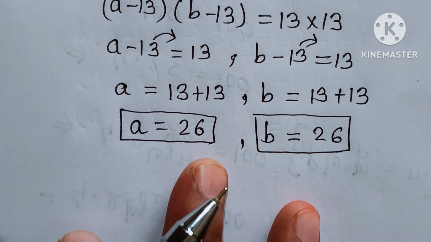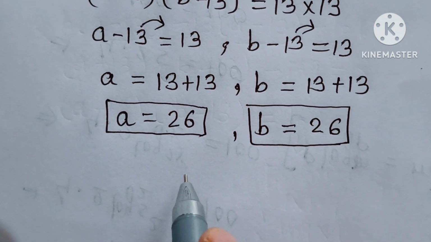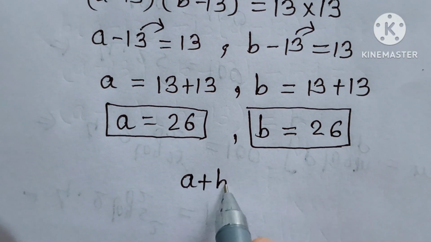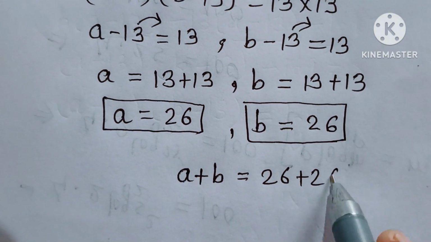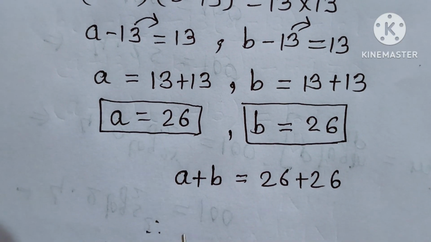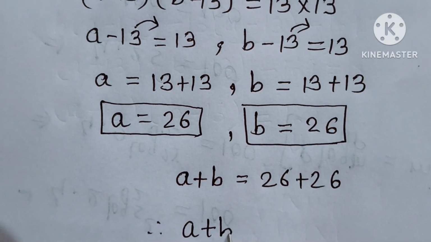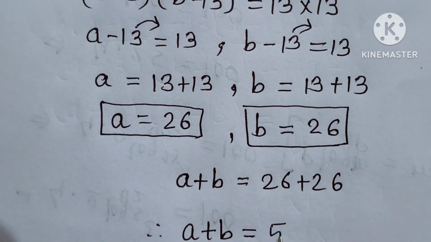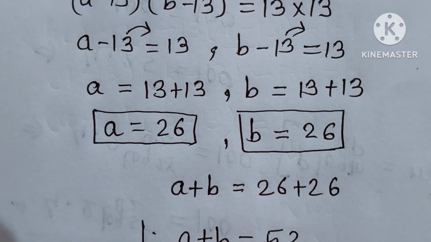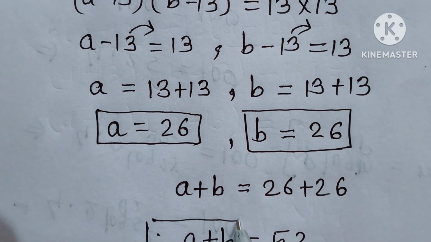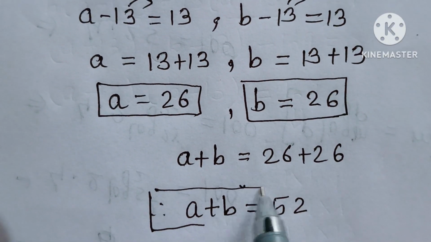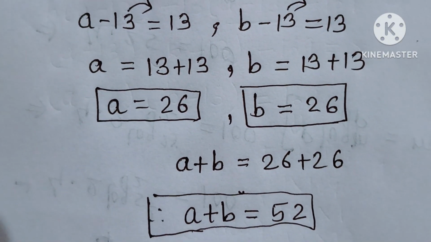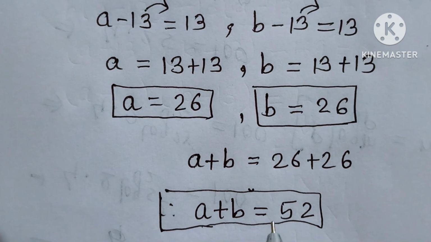Now A plus B is equal to 26 plus 26. Hence A plus B equal to 52. A plus B is equal to 52.